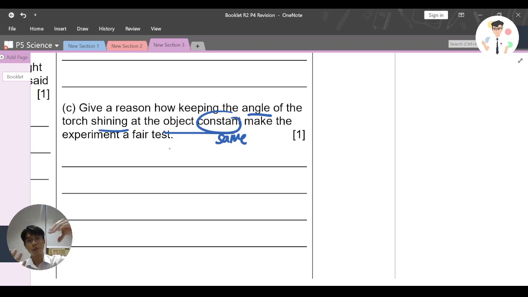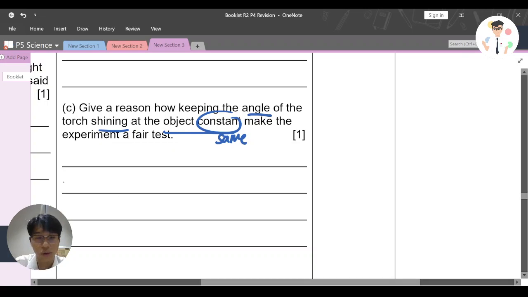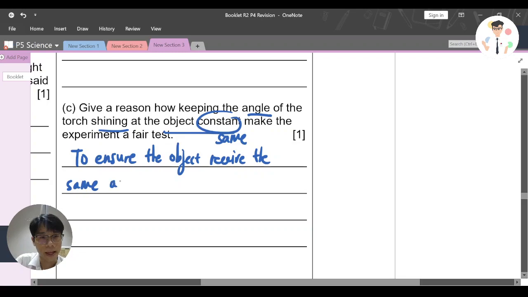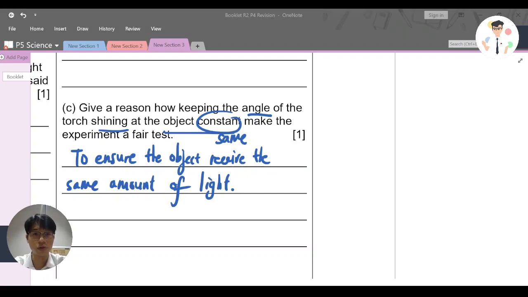If I come closer, I do like this, then I turn a bit, then I do like this. Can I say there's no shadow formed? Not fair, right? Okay. So we say that to ensure the object receives the same amount of light. Okay, so that is basically the whole idea for this question.